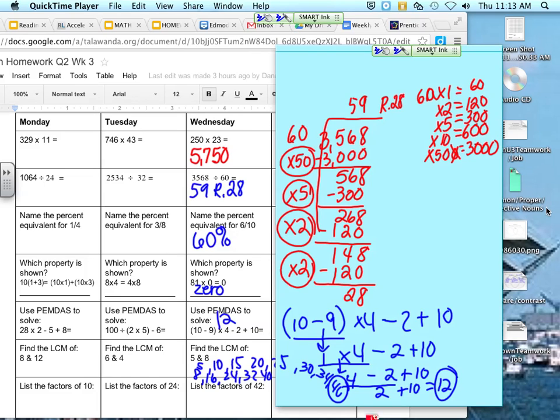If I try to find factors of 42, I know that I have 1 and 42. I know that I have 2 and 21, 3 and 14, 6 and 7. Okay? Any questions? Alright. If you could stop the recording, please.